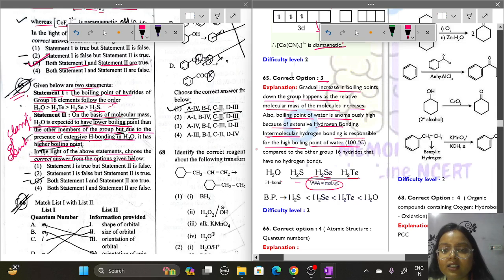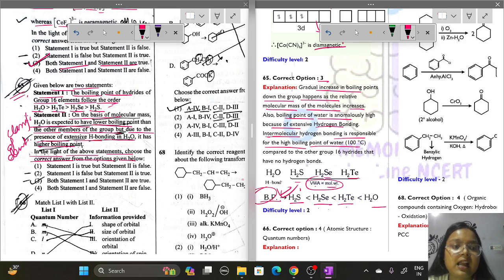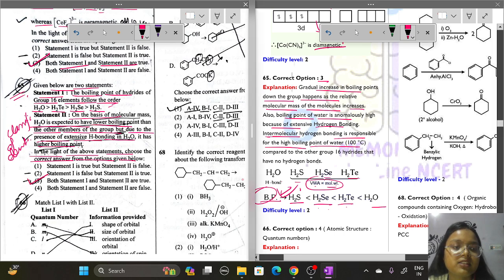This is directly proportional to its molecular weight. So the boiling point will have the order of H2S, then H2Se, then H2Te, then H2O. So this is the correct option. This is the correct boiling point order that is given, and statement 2 is also true. The reason for statement 1 is also true. It is because of molecular mass, H2S is expected to have a lower boiling point than other members, but due to the extensive hydrogen bonding, H2O is higher, right?